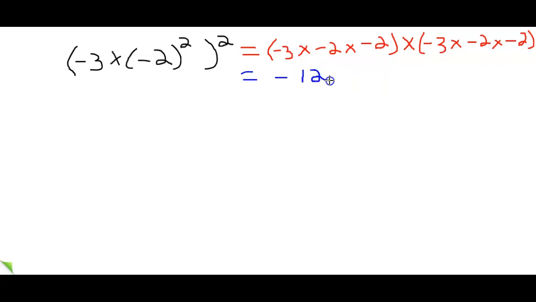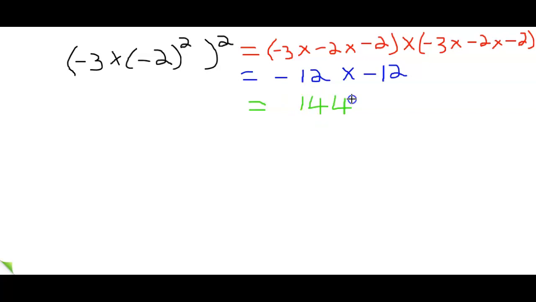Since this bracket here is the same as this one, the next bracket would be negative 12 also. Good, we don't even have to bother calculating all that. So we have negative multiplied by negative, that would give us a positive. 12 times 12 is 144. That's a square you should know. So 144, and that is our answer there.